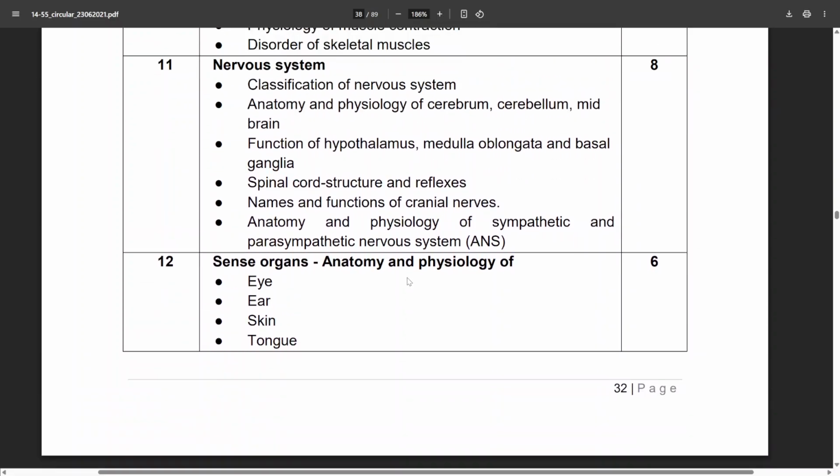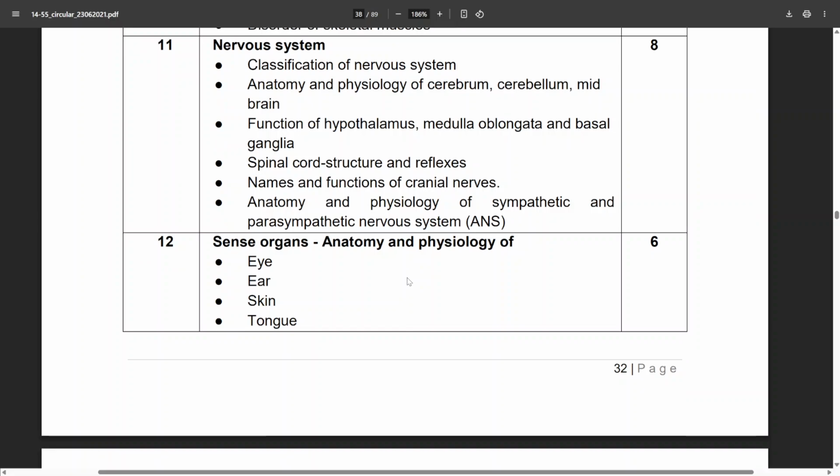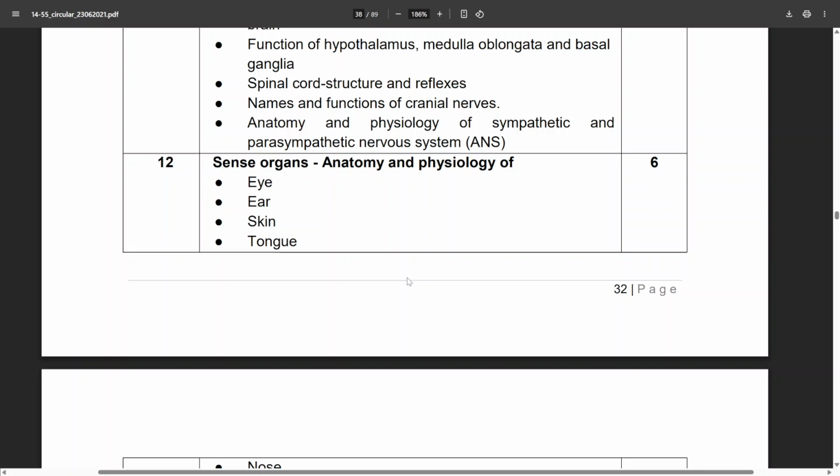11. Nervous system: classification of nervous system, anatomy and physiology of cerebrum, cerebellum and midbrain. Functions of hypothalamus, medulla oblongata and basal ganglia. Spinal cord structure and reflexes, names and functions of cranial nerves, anatomy and physiology of sympathetic and parasympathetic nervous system, that is ANS.